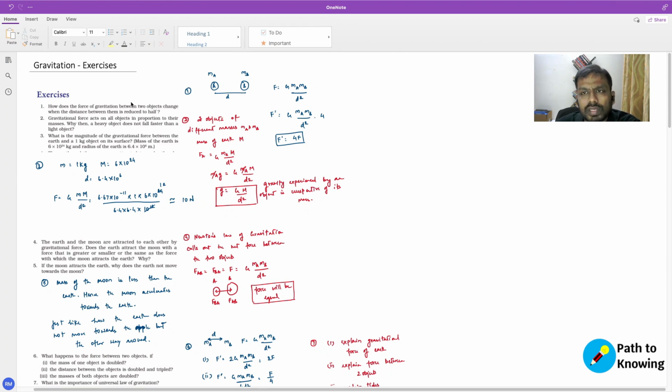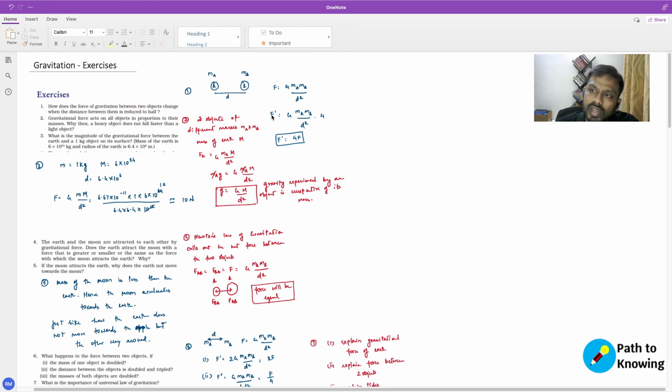How does the force of gravitation between two objects change when the distance between them is reduced to half? So let's consider the two objects as A and B, and their masses are MA and MB. The distance is D. And we know that, for Newton's universal law of gravitation, the force between them is G times MA MB over D squared. Now, if their distance is reduced by half, we'll replace D by D/2, so they get closer.